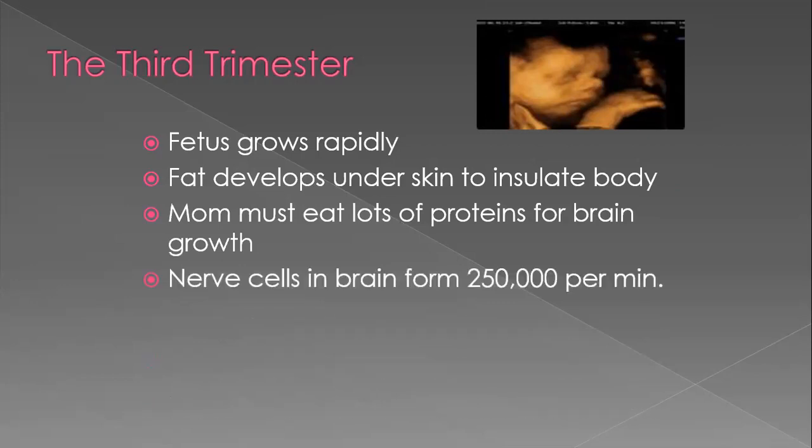Nerve cells in the brain form at 250,000 per minute. That's why we need that protein, because it's helping to form those brain cells. 250,000 per minute, isn't that crazy?